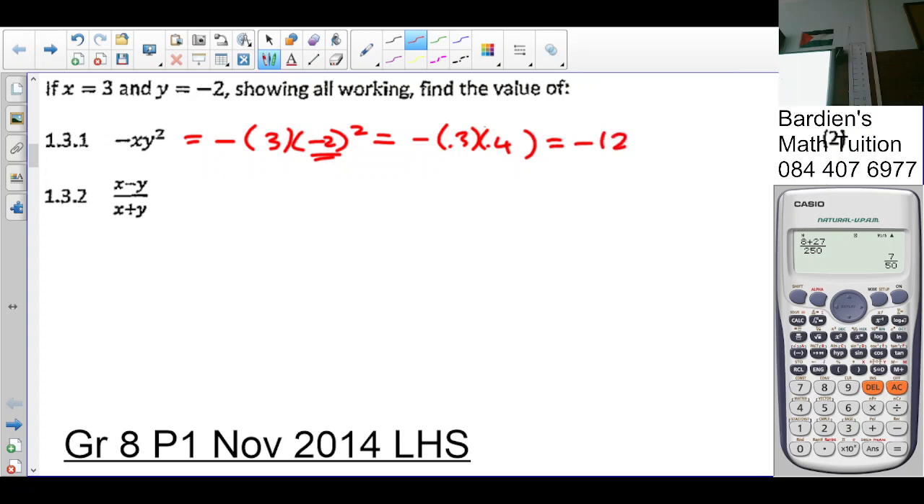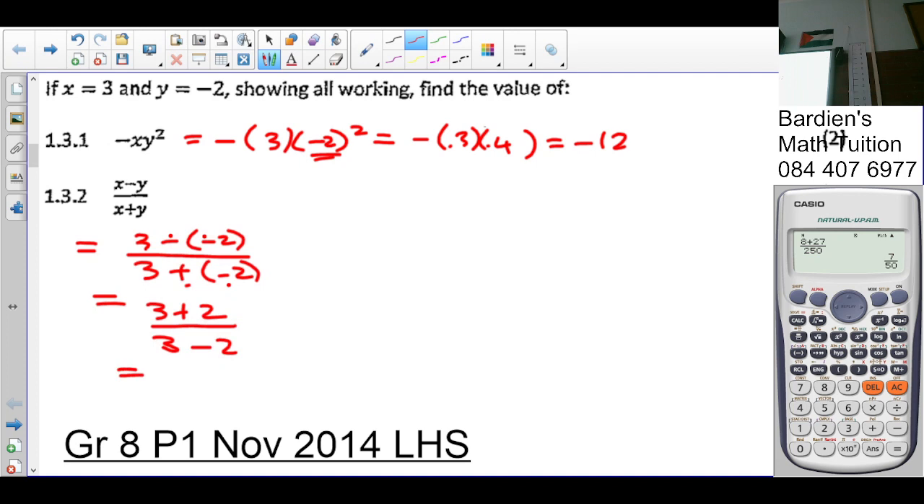Let's look at the next question. We've got x minus y over x plus y. x is 3 minus y, which is negative 2, over x, which is 3, plus y, which is negative 2. So negative times negative is positive, so 3 plus 2 over 3 minus 2. 2 plus 3 is 5 over 1, which is 5.